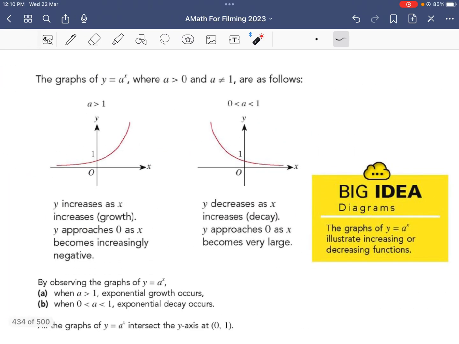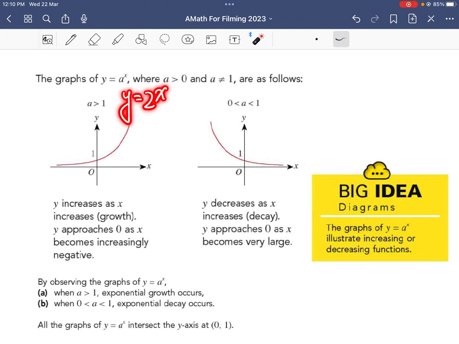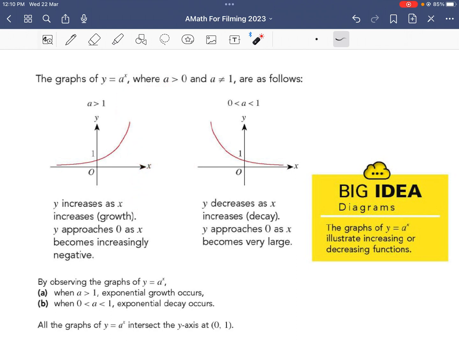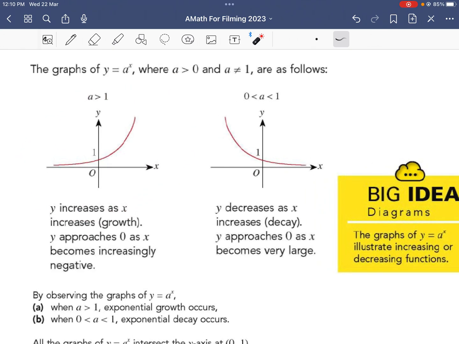Now, I introduced to you the shape of the graph y equals a to the power of x. When the number a is greater than 1, examples are y equals 2 to the power of x, y equals 1.1 to the power of x, y equals 7 to the power of x. The graph will be of this shape over here, and notice that this graph experiences exponential growth, which means that the value of y will become larger and larger as the value of x increases.